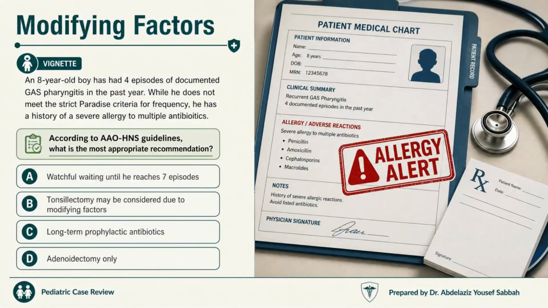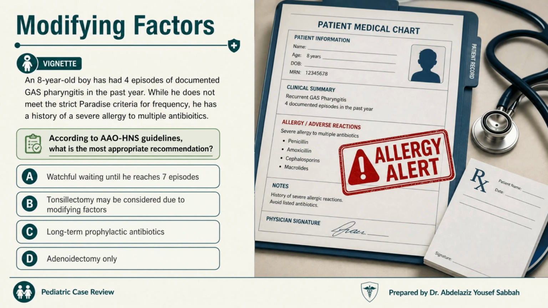Let's consider a slightly different scenario. An 8-year-old boy has had 4 episodes of documented group A streptococcal pharyngitis in the past year. While he does not meet the strict Paradise criteria for frequency, he has a history of a severe allergy to multiple antibiotics. According to American Academy of Otolaryngology head and neck surgery guidelines, what is the most appropriate recommendation?